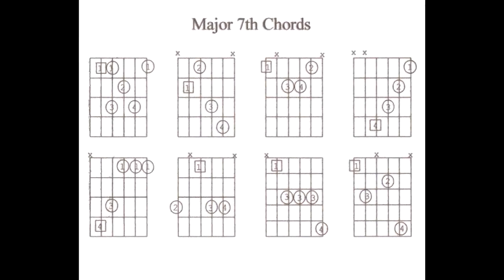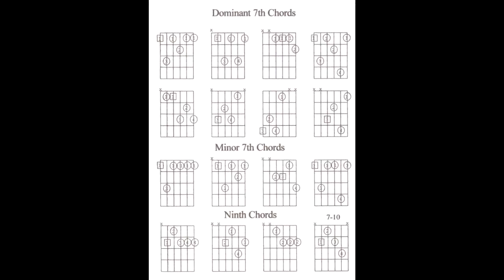Here are some major seven chords. Some notes have squares instead of circles. These squares are the root notes for the chord. Here we see some dominant seventh and some minor seventh chords. We also see some ninth chords. Square boxes that are used for finger placement represent root notes.